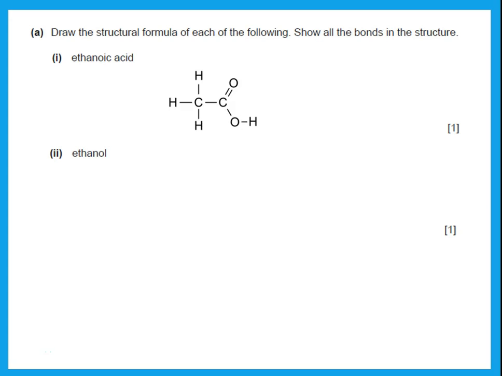Ethanol, again, 2 carbons, and all must have an OH, and you complete the molecule so that each carbon has a total of 4 bonds. Can you see the structure of ethanol?